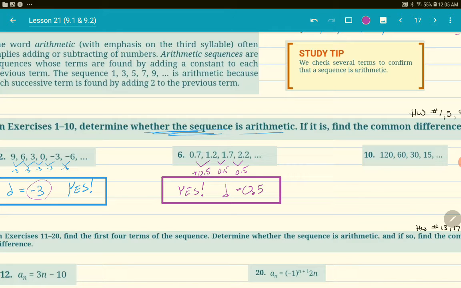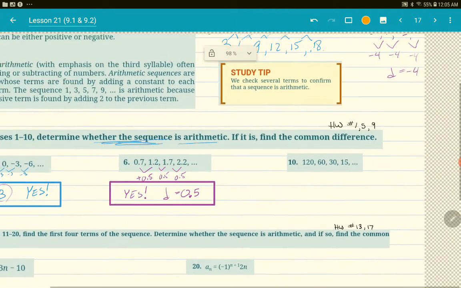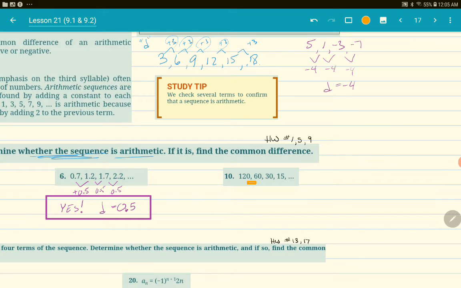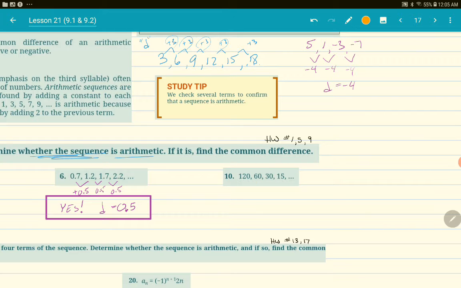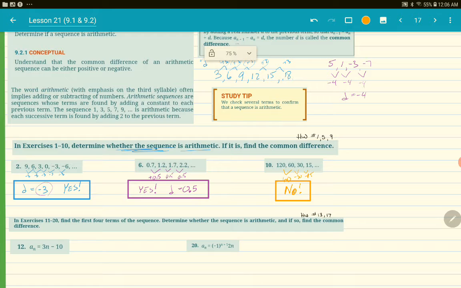All right, let's look at number 10. On number 10, the difference between the first two terms is, whoops, not a square, not a rectangle. It is 60 minus 60. So let's see if that continues. And then 60 to 30, that difference is negative 30, and then negative 15. Those differences are not common. So this one is not an arithmetic sequence. So I cannot name a D. So that's 1 through 10.